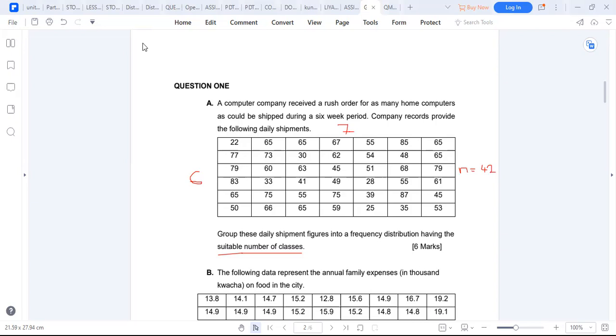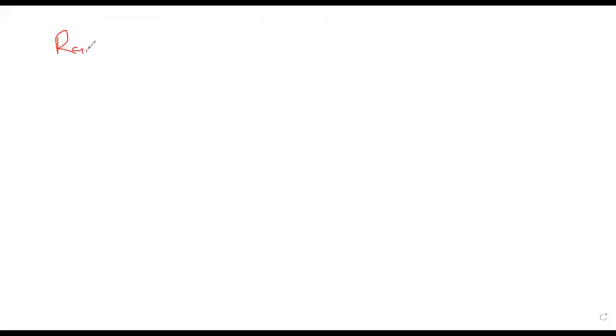All right, so to identify the suitable number of classes, we also identify the highest number and the lowest number to get the range. The smallest number we have is 22. The highest number we have is 87. So how do we get to finding appropriate classes? We divide the range by the number of classes, or k, to get our class width.